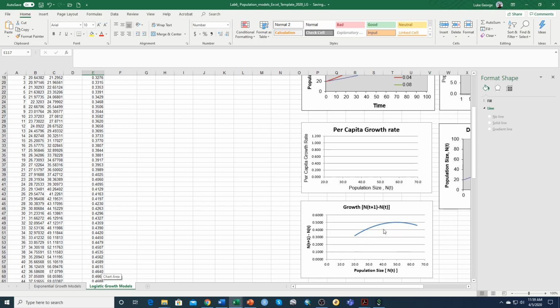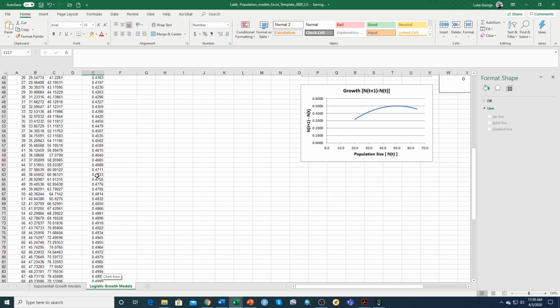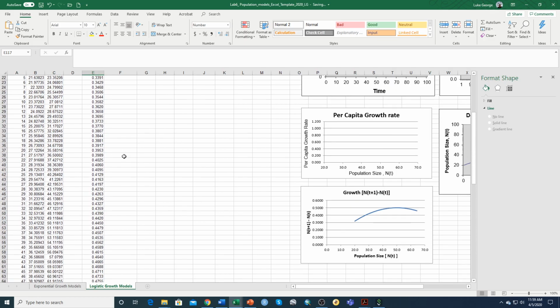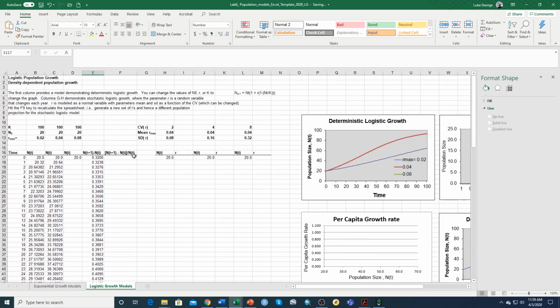The reason it's not going all the way down here is because we started at 20, and because of the slow growth at little r equal 0.02, it's only gotten up to 64, but still gives us what we're looking for. And now for the per capita growth rate, you would just take that delta n and divide it by n, the number in the population at that time step.